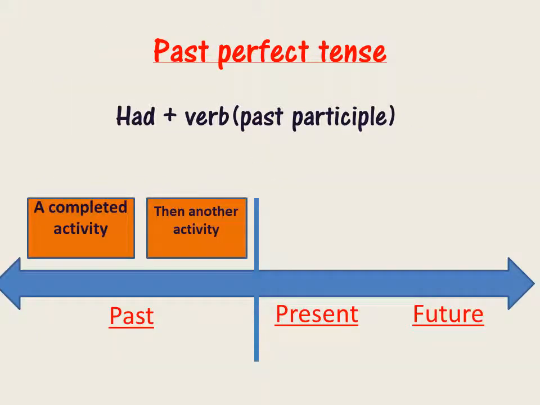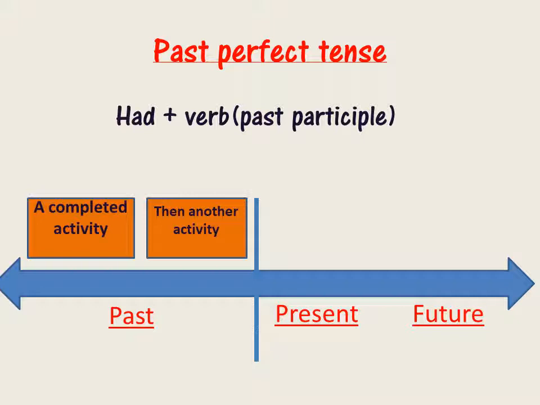So let's see how we denote past perfect tense. To show an action in past perfect tense, you need to use had along with the verb third form, that is the past participle form of the verb. Along with that, you need to use had.